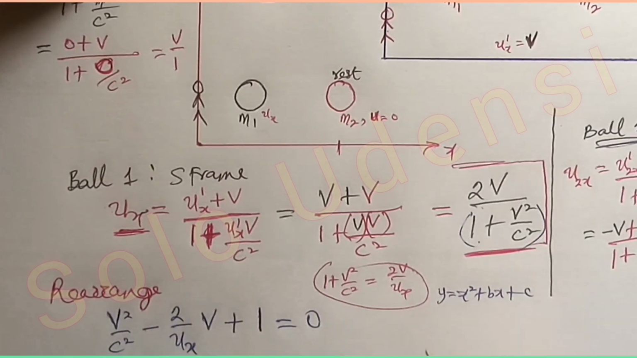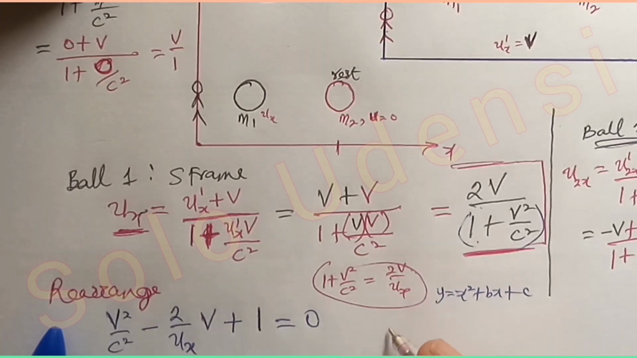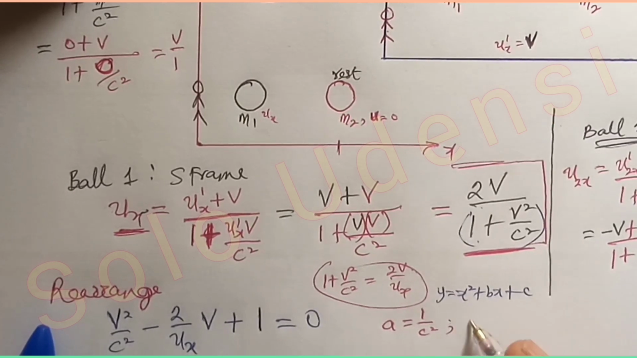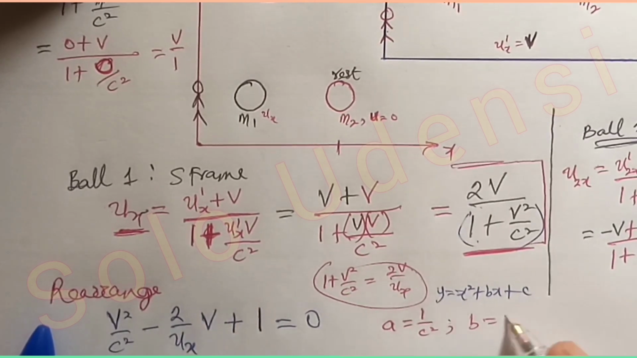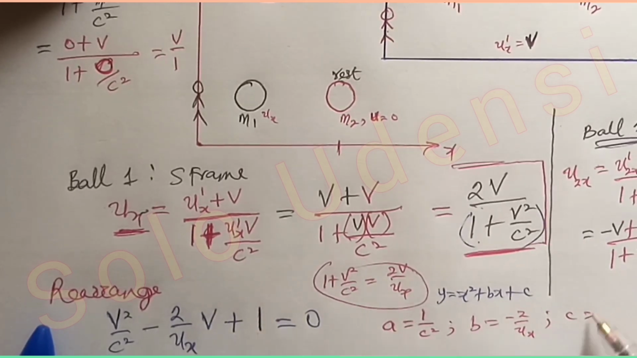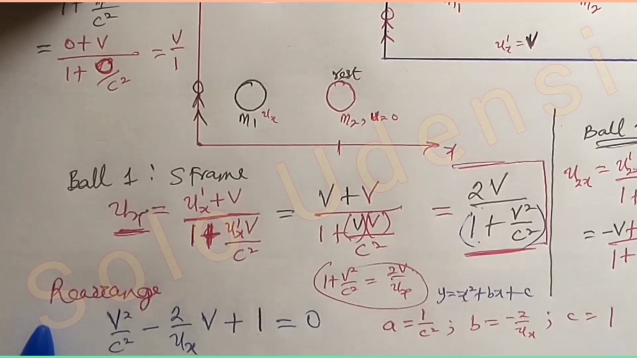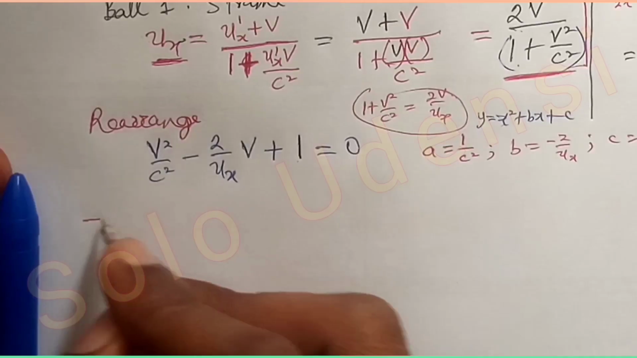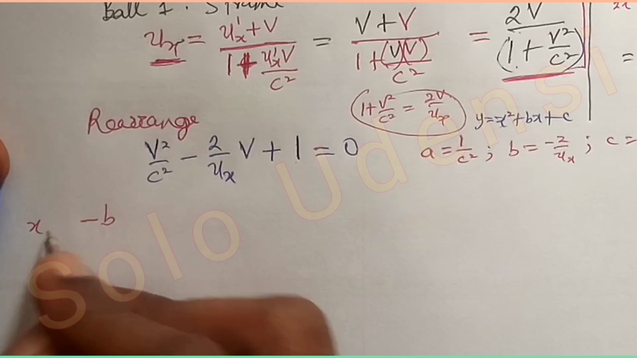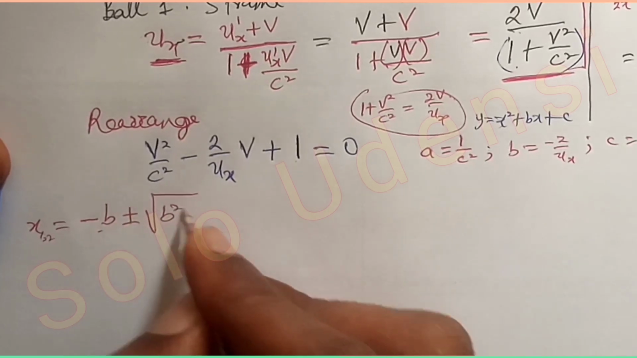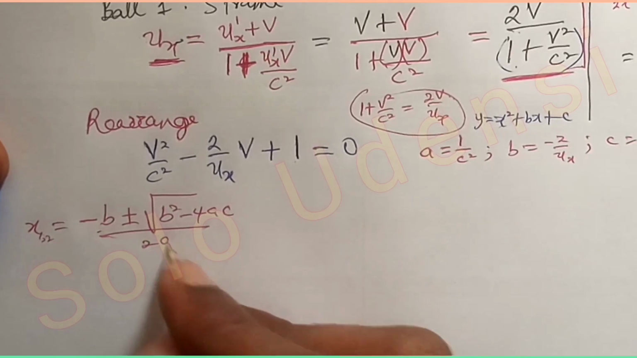From here, you see that our a is equal to 1 over c squared, and our b is equal to 2 minus 2 over ux, and our c is equal to 1. So if we compare these two equations, that's what you have. So we can solve this using the formula method: x1,2 is equal to minus b plus or minus the square root of b squared minus 4ac, all over 2a.